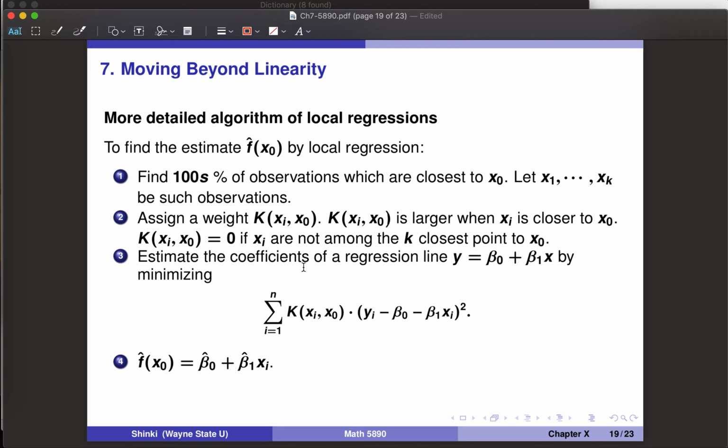Then we estimate the coefficients of the regression y is equal to beta naught plus beta 1 x by minimizing this. This is basically least squares regression. We minimize the sum of squared errors, but we have a weight here. If xi is close to x naught, we put more emphasis. This is called weighted least squares, and this is one application of the weighted least squares method. So we can estimate beta naught and beta 1 here. We use beta naught hat and beta 1 hat to estimate f hat of x naught. So this is the explanation for local regression.